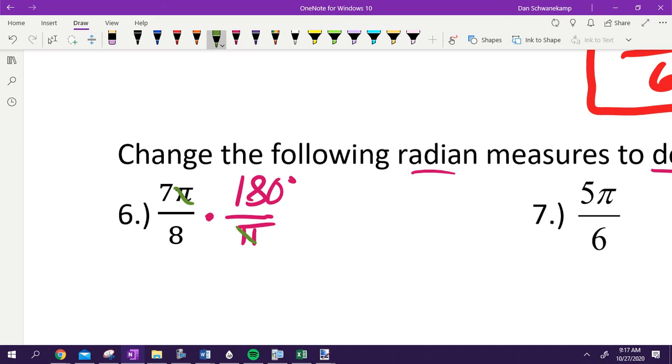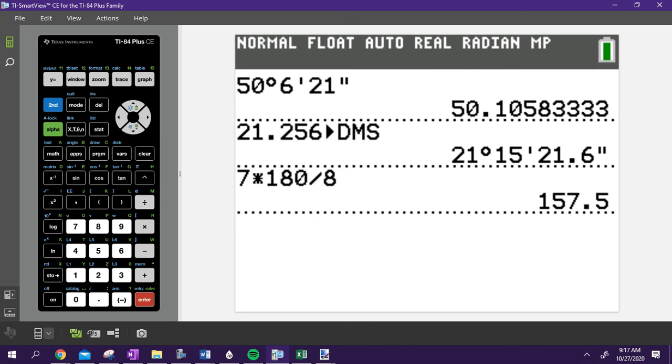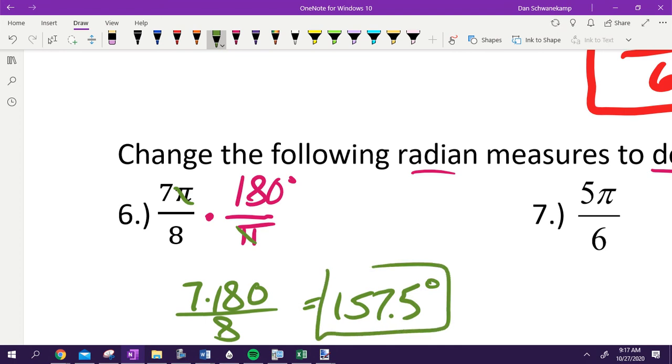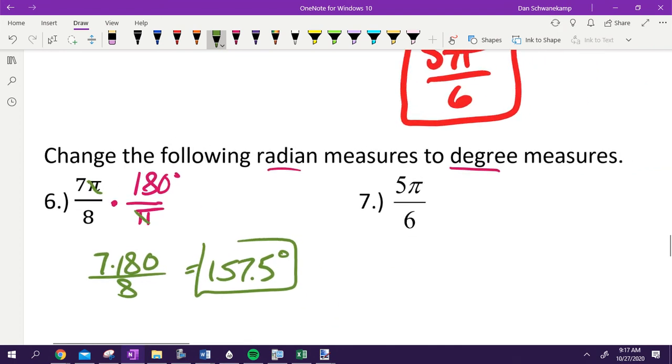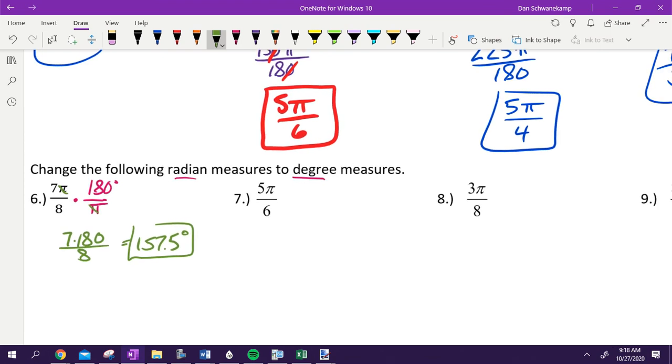Then I just do it. In my calculator, I'm taking 7 times 180 and dividing it by 8. I hit enter. I get 157.5. 157.5 degrees. That is my answer. That is converting from radians to degrees. Makes sense on 6. Do 7, 8, 9 with your neighbor.